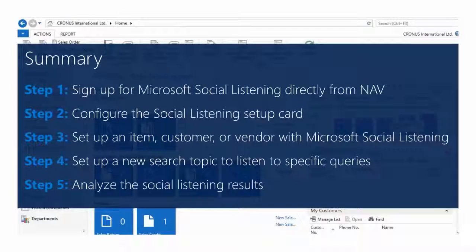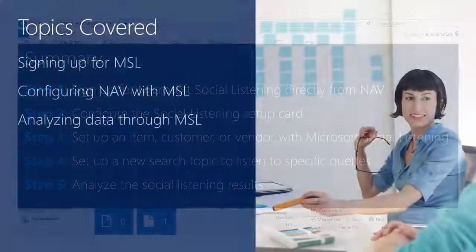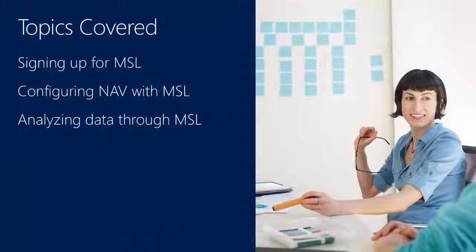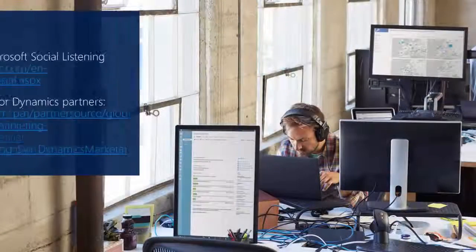To wrap it up, these were the steps that I followed. At first, I signed up for Microsoft Social Listening from NAV. Then I configured the Social Listening Setup card. My third step was to set up an item with an existing search topic in my Social Listening solution. Then I created a new search topic with a query and linked it to another item. Finally, I analyzed the data to show some of the many more analytical features of the MSL. With these 5 steps, I have covered these topics: signing up for Microsoft Social Listening solution, configuring NAV to connect to Microsoft Social Listening, and analyzing social listening data from NAV.